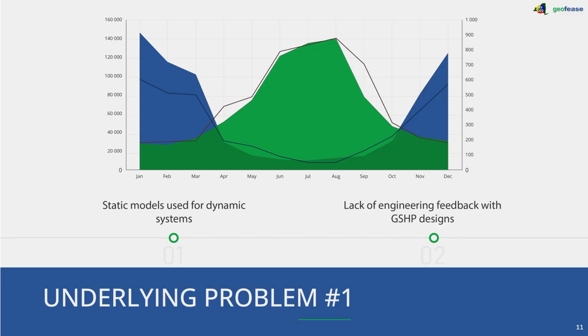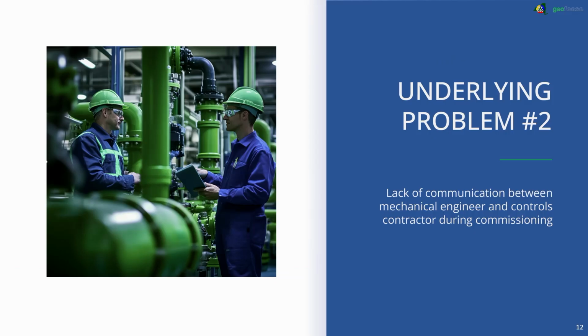systems and designs. Second problem is that there's a general lack of communication between the mechanical engineer and the controls contractor during commissioning. I don't know if you folks have been involved with this, but from what we've seen, a mechanical engineer will typically generate some sort of rough sequence of operations, some sort of outline. And then oftentimes the controls contractor is left to fill in the blanks, and that may not be how the original engineer had designed and intended the system to operate. So there's a little bit of miscommunication there, and sometimes the systems aren't operating at peak efficiency because of this.